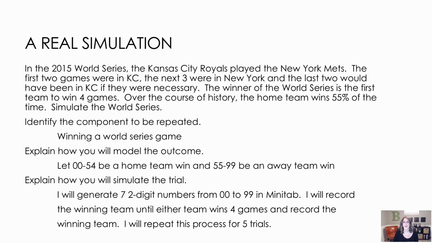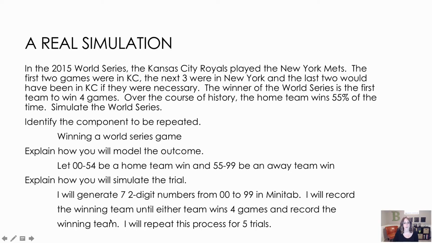So notice everything that I've covered in all 3 of these steps. I've said the component is to win a World Series game. I'm modeling it using these values. I'm going to tell you that I'm using generated numbers from Minitab. I'm recording, and notice these are 2-digit numbers, which matches the 2-digit numbers from here. I'm going to record the winning team, and then this tells me when the trial is over, until either team wins 4 games. So once a team wins 4 games, the trial is over.